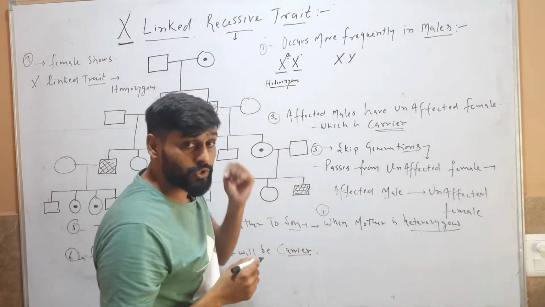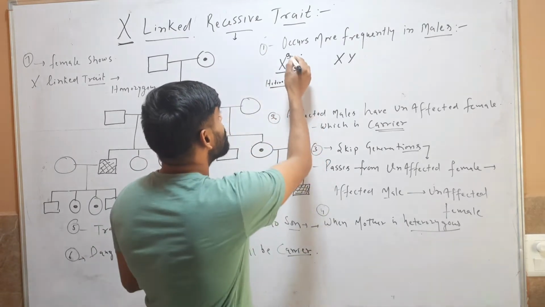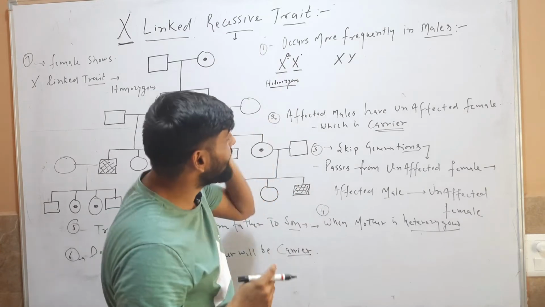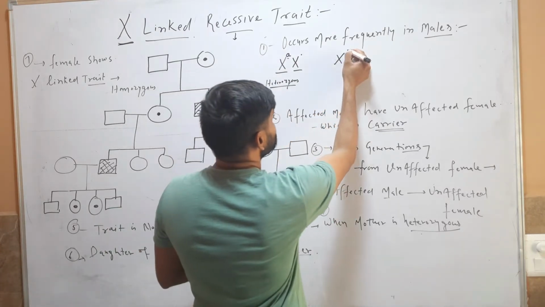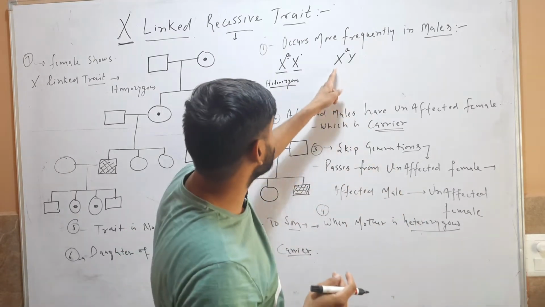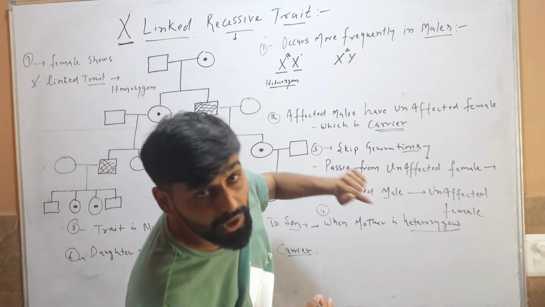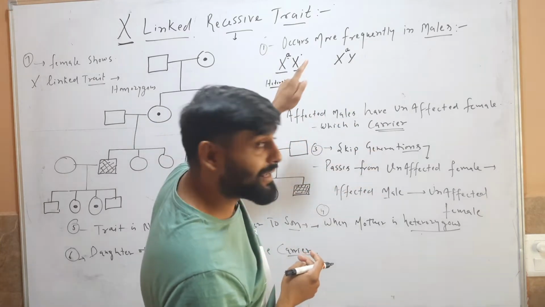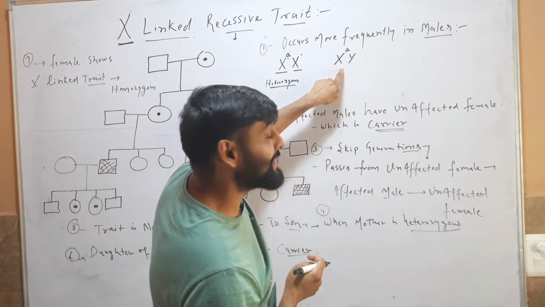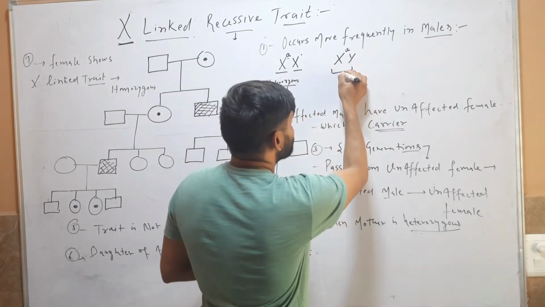So if it is heterozygous, its inheritance is recessive, it will not show that trait. But in case of a male, only a single copy is present. In a female, there is another copy, a normal copy, present on the other X chromosome, but in case of a male there is no backup, so it will show that trait.